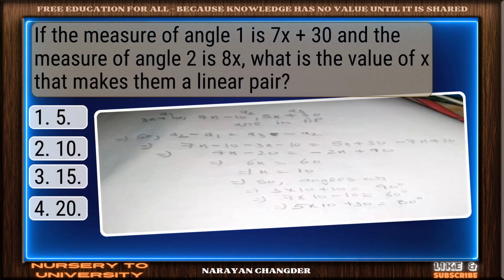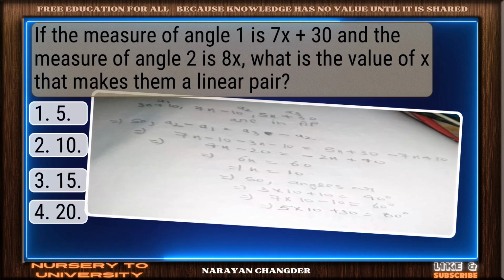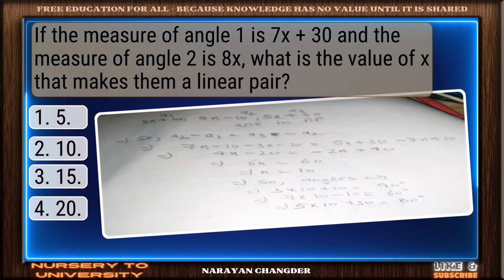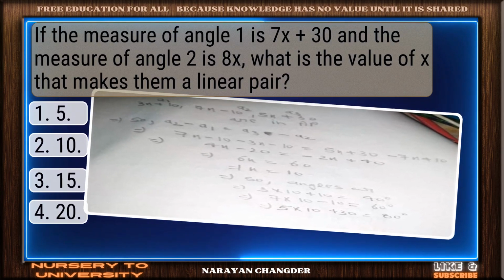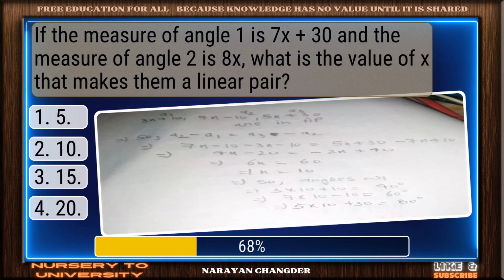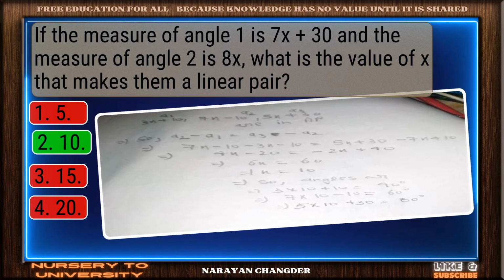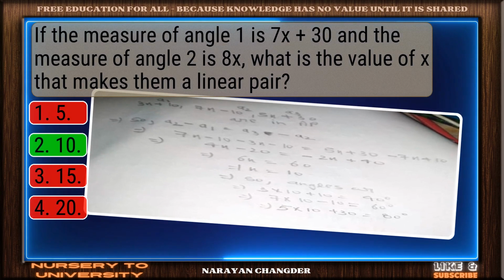Question number 11. If the measure of angle 1 is 7x plus 30 and the measure of angle 2 is 8x, what is the value of x that makes them a linear pair? Well picked. 10 is the correct answer.